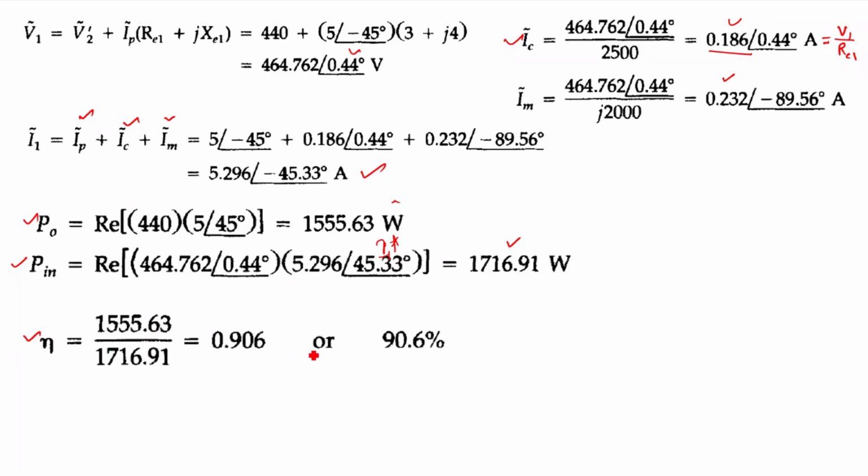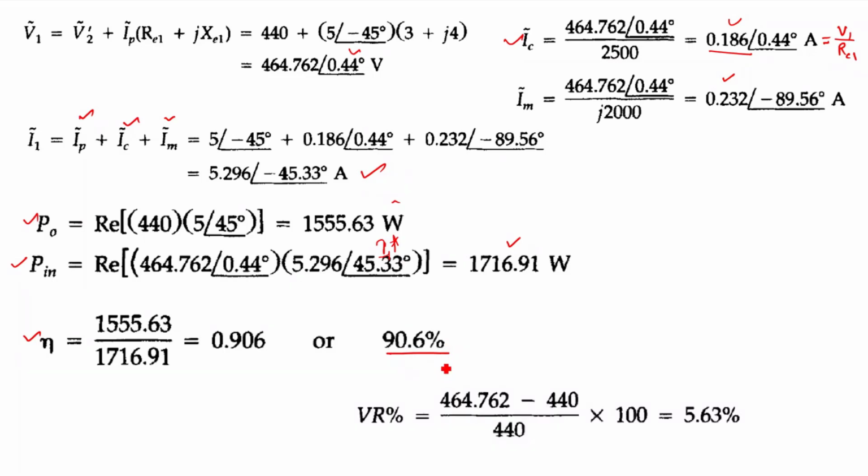So efficiency is coming around 90.6%. Similarly, I can find the voltage regulation. For voltage regulation, I know AV2 is 440 and V1 is 464.762 at full load condition. So by substituting these values, I can find the voltage regulation is coming around 5.63%.